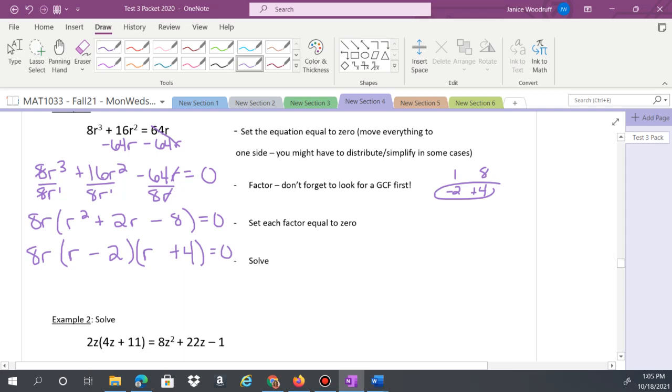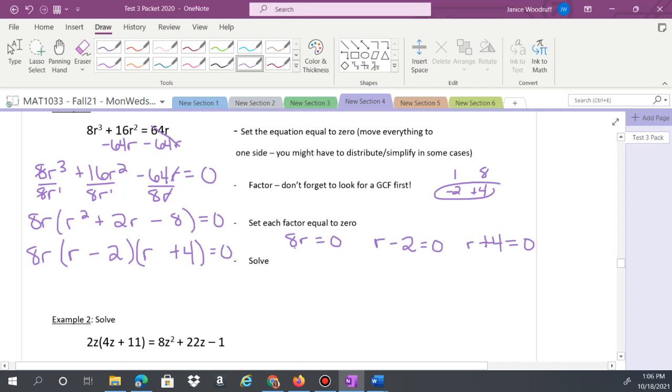So now we want to go to step 3, set each factor equal to 0. Now here I have 3 factors. My first factor is this 8r, so I'm going to go 8r equals 0. My second factor is r minus 2, so I have r minus 2 equals 0. My third factor is r plus 4, so I have r plus 4 equals 0. And then I'm going to solve each of these equations. So I'm actually going to have 3 answers to my problem.